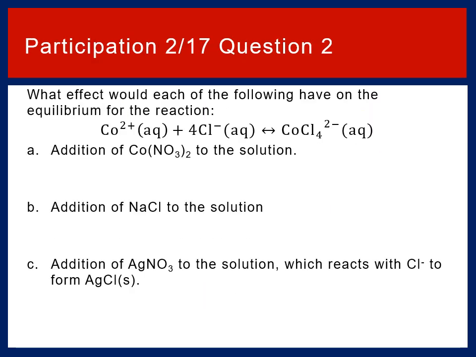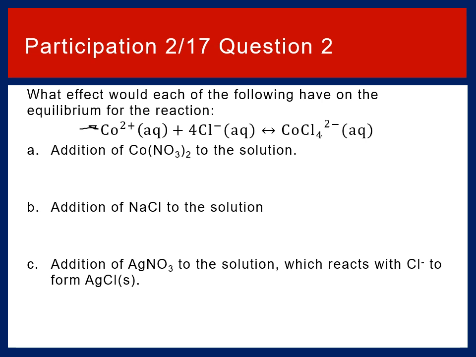Participation 217, question 2. What effect would each of the following have on the equilibrium for the reaction Co3+ aqueous plus 4Cl minus aqueous becomes CoCl4 2 minus? A, addition of cobalt-3 nitrate to the solution. B, addition of sodium chloride to the solution. C, addition of silver nitrate to the solution, which reacts with chloride to form silver chloride solid.